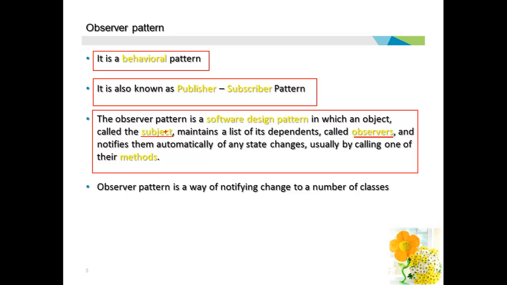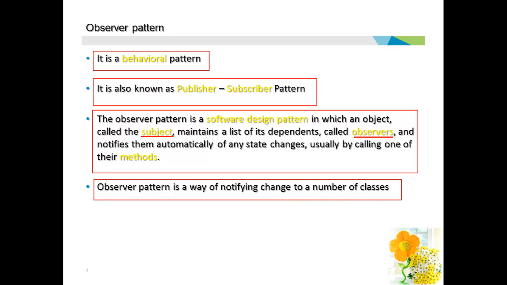Okay, and the subject also maintains the list of all the dependent objects which are interested in the changes that are going to happen in the subject. And if you read the last line, what the subject is doing is it usually calls one of the methods of the observer in order to notify the change that has happened in the subject. And the last one is, observer pattern is a way of notifying change to a number of classes. This is the definition of an observer pattern.